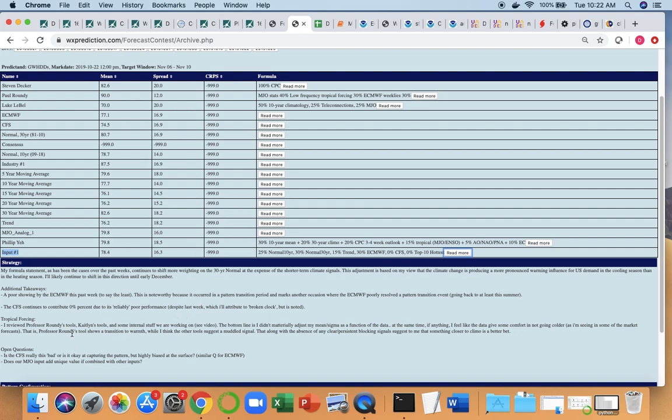Tropical forcing. So the long story short here was I didn't adjust my numbers solely as a function of tropical forcing. However, I did take note of Professor Roundy's tool and also Caitlin's tools, which I've showed in the past. And Professor Roundy's tool shows a transition from kind of cold to warm. Caitlin's tools, in my interpretation, kind of shows more of a muddled picture.